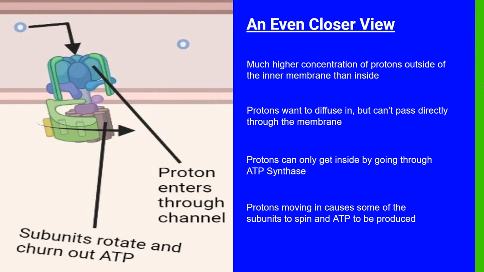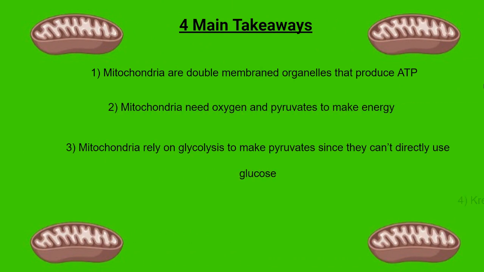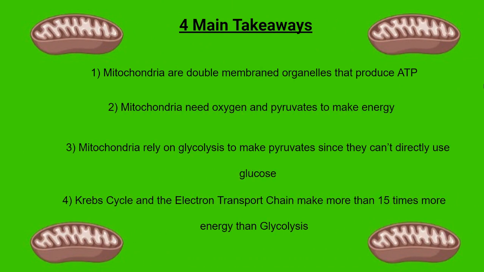But the important things to take away from this video are that 1. Mitochondria are double membrane organelles that produce ATP. 2. Mitochondria need oxygen and pyruvates to produce energy. 3. Mitochondria rely a lot on glycolysis to make pyruvates since they can't directly use glucose. And 4. Krebs cycle and electron transport chain make more than 15 times as much energy as glucose.